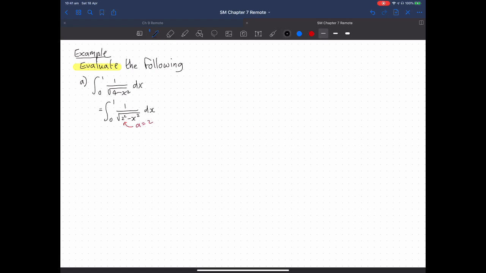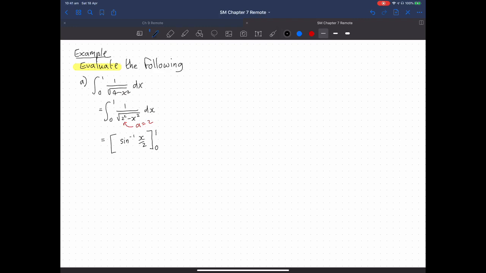So, anti-deriving, we write the square brackets. Inside we write the antiderivative using the formula, inverse sine of x on 2. Remember, there is no plus c when you're working out definite integrals, and we close our square brackets. We write the terminals on those square brackets, 0 and 1.